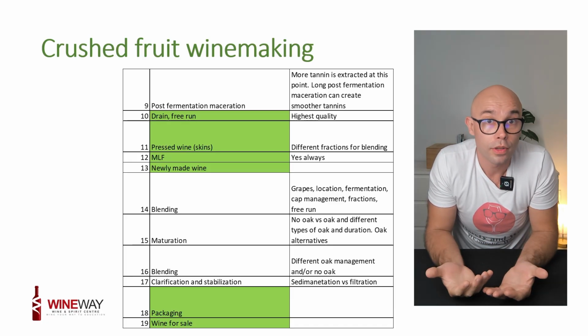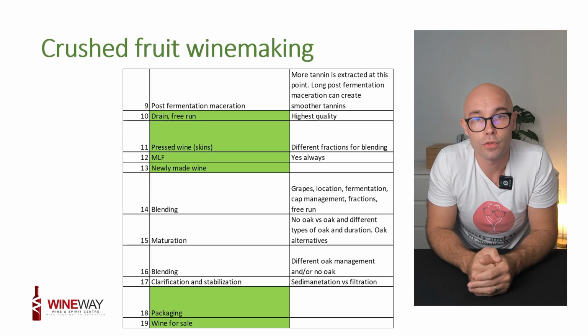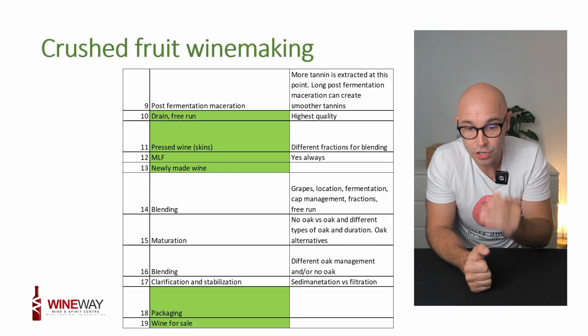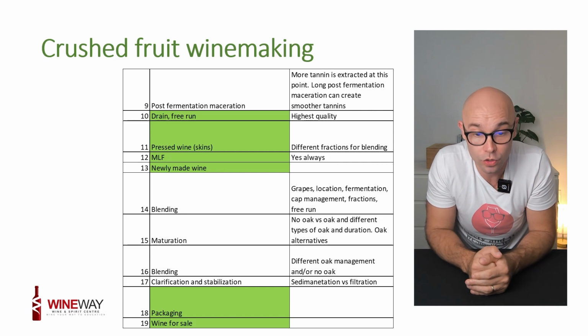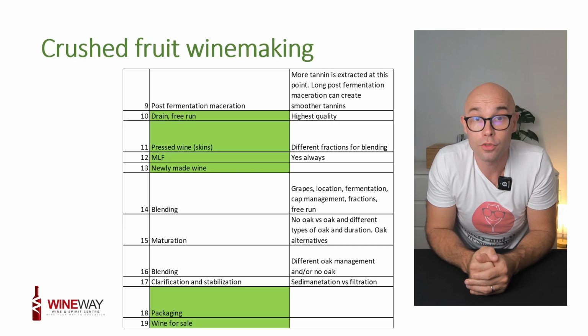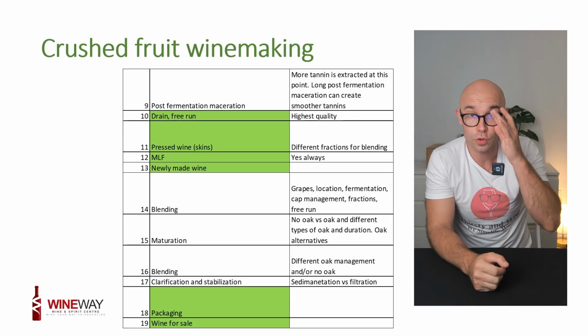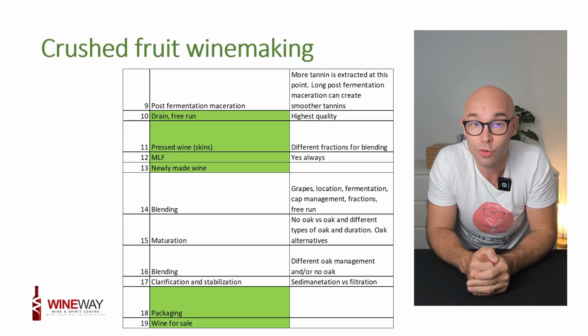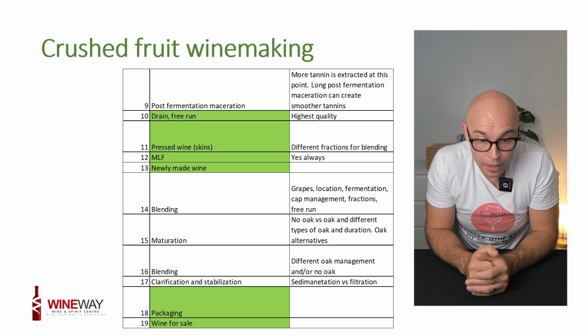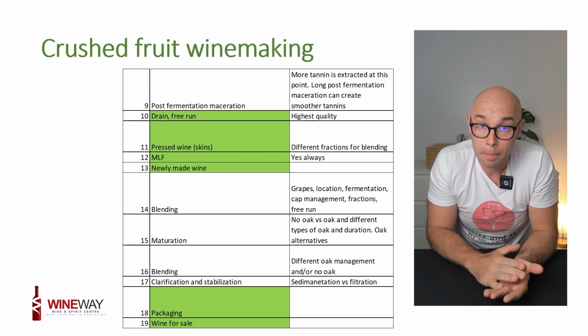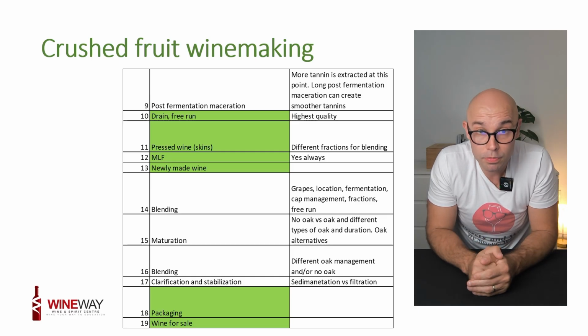Maturation is a very important step for red wine. Oak doesn't have to be used, but in many cases red wines use oak. So, different types of oak, different durations of aging in oak. Oak alternatives are going to be used, again like for the white wines, for inexpensive wines. Again, blending can be done pre-maturation and post-maturation, just before bottling.